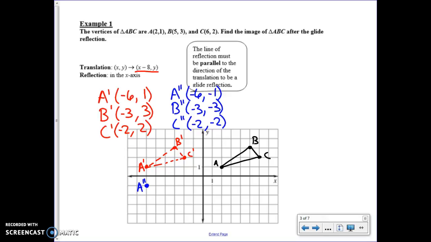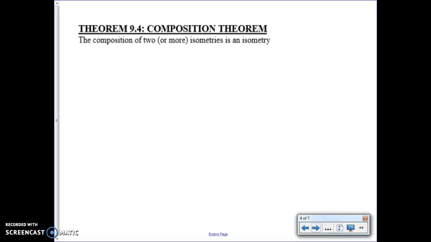So A prime is at negative 6, negative 1, and it's now A double prime. B prime is now at negative 3, negative 3, B double prime. And C double prime is at negative 2, negative 2. And that's what our figure looks like. So we're finished there. Your double prime is your final image, and that's the one we care about, the final one after both of those transformations.